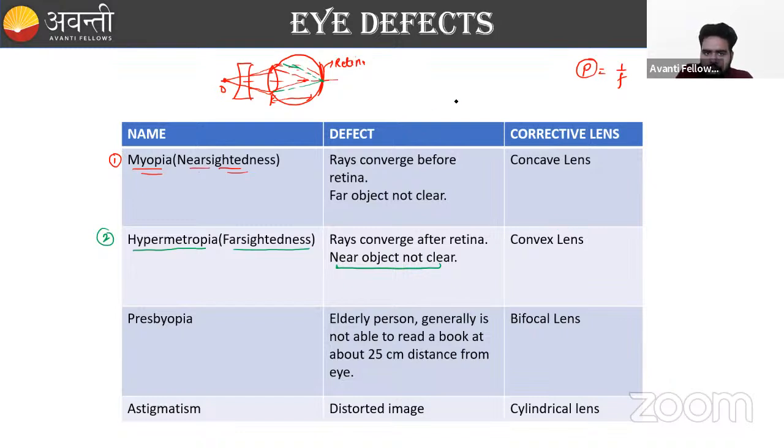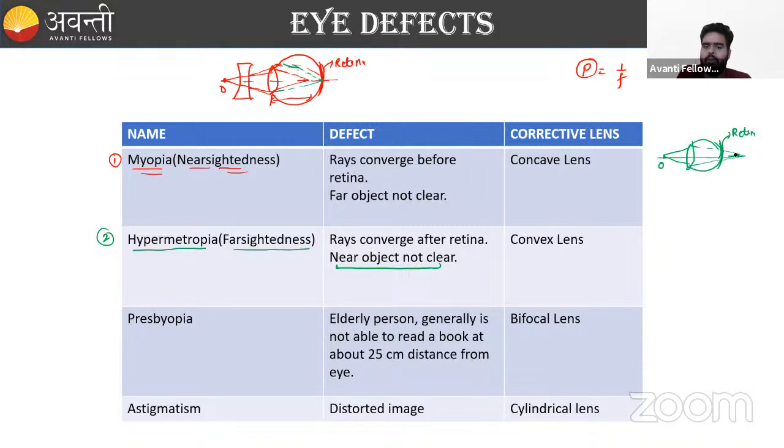If we consider this type of defect, say this is our human eye, guys, and an object is placed somewhere at this point O. The ray coming from O does not meet at the retina. This is our retina, the back surface. The ray is meeting somewhere beyond the retina.